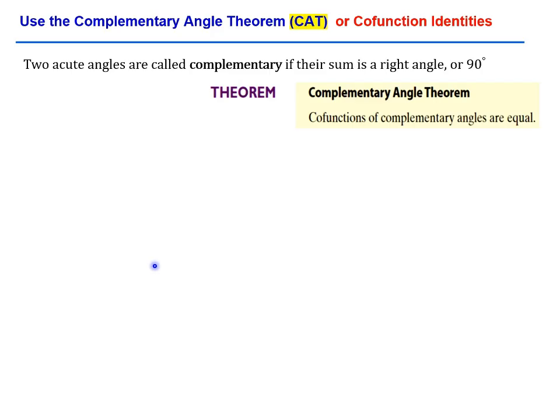Now the next trigonometric identity is about the complementary angle theorem or cofunction identities. This complementary angle theorem, I usually call CAT, representing C for complementary, A for angle, and T for theorem. In the complementary angle theorem, we'll be using this first statement that two acute angles are called complementary if their sum is a right angle or measures 90 degrees. An acute angle is an angle whose measure is less than 90 degrees.